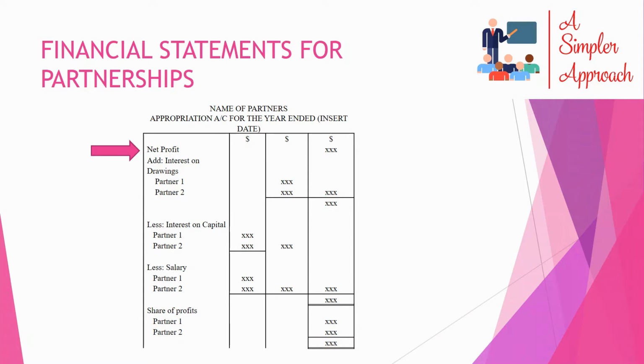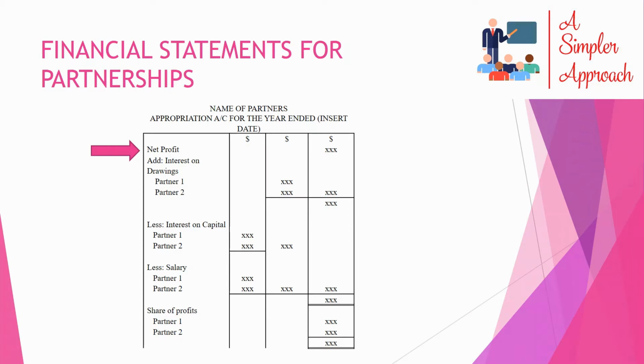Now, it is possible to prepare an income statement and appropriation account. That is where you would start from sales all the way down to net profit and then continue with what you're looking at here. Okay, simple, nothing to worry about. All right, now let us look at these entries that we see here and break them down.